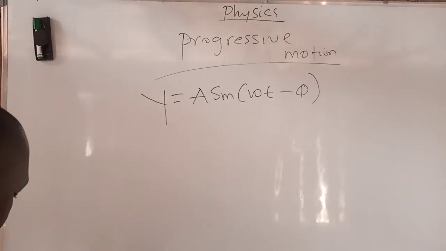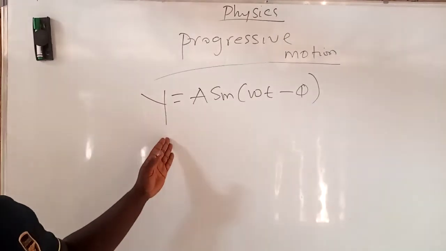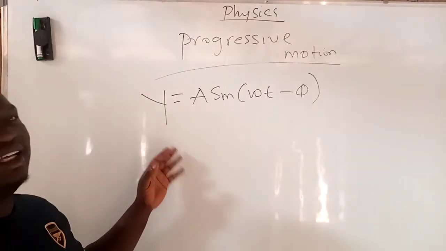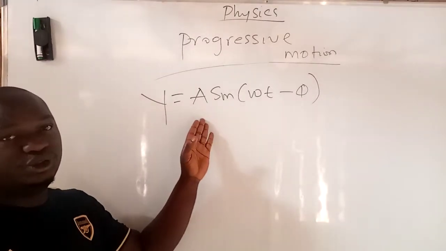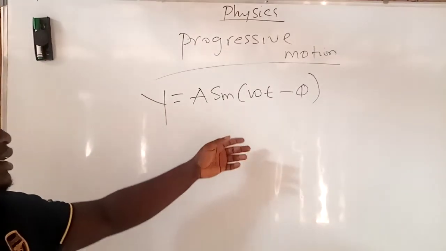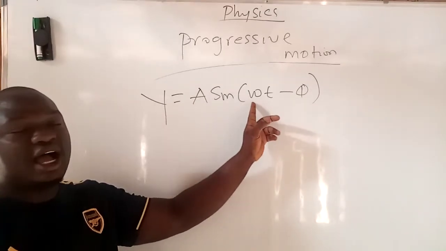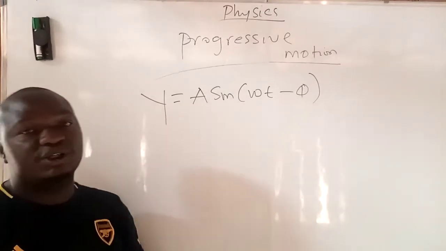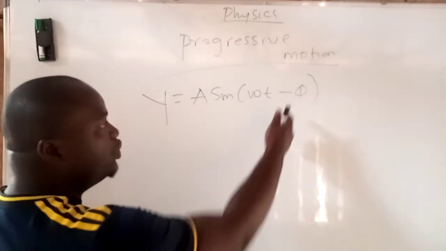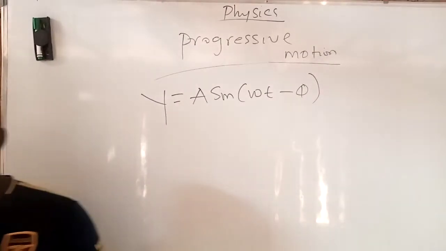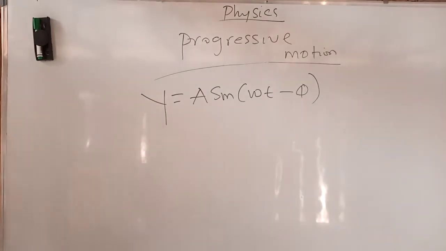Please bring out your jotter. I'm going to be telling you what this means. y is the displacement. Write it down. A is the amplitude. Write it down. Of course, you know sine. ω is our angular velocity. t is time. And φ is the phase angle.